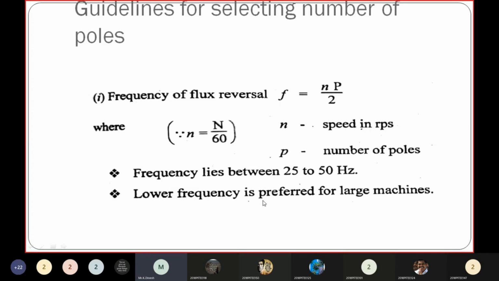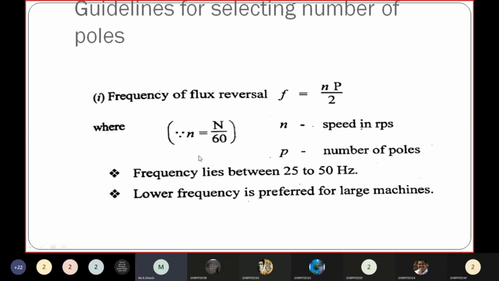So lower frequency is preferred for large machines. In case of small machines, we have to use high frequency. So remember, the frequency should be NP by 2. N is speed in RPS, P is number of poles divided by 2. So the frequency should be 25 to 50 Hz.